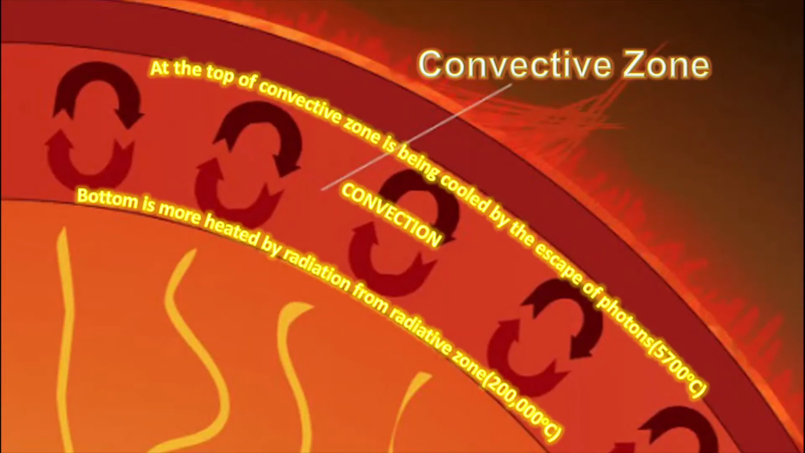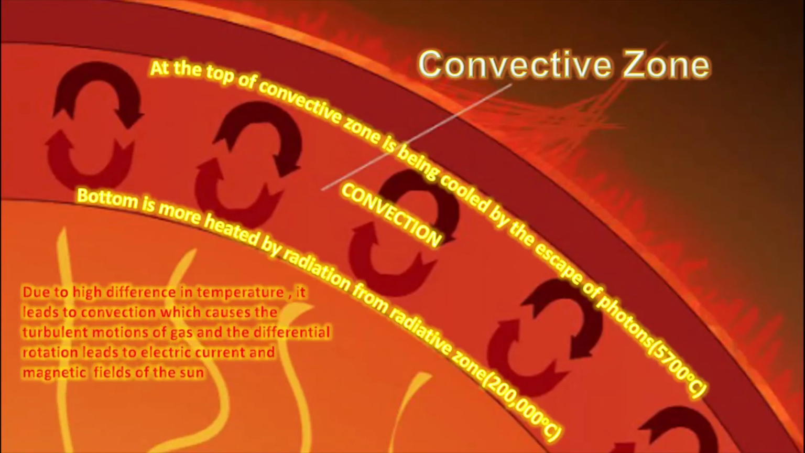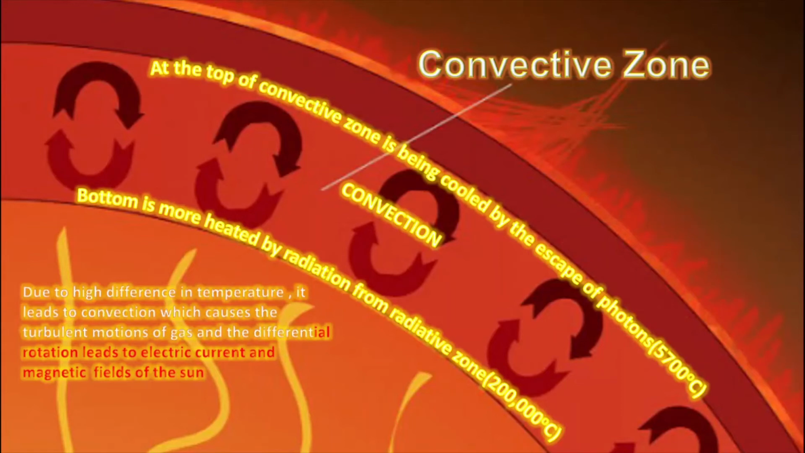The interaction of the convective turbulent motions of the gas in the convective zone and the differential rotation leads to the generation of electric currents and extensive solar magnetic fields. This process is called the solar dynamo mechanism.